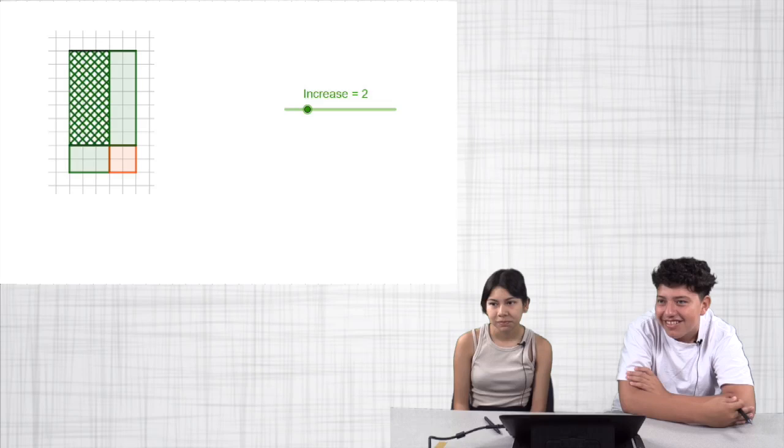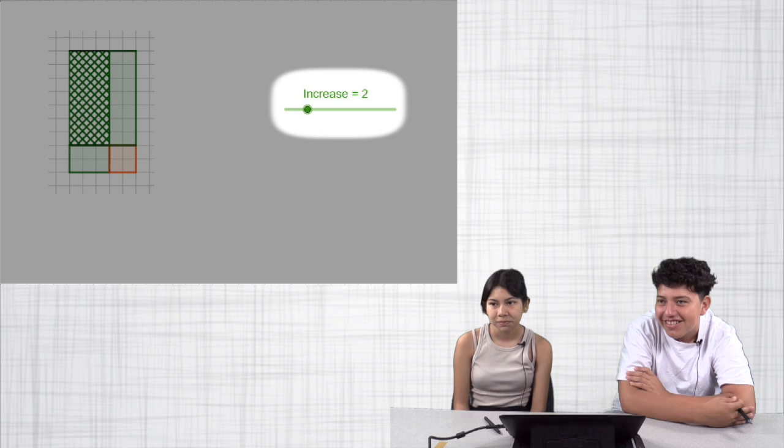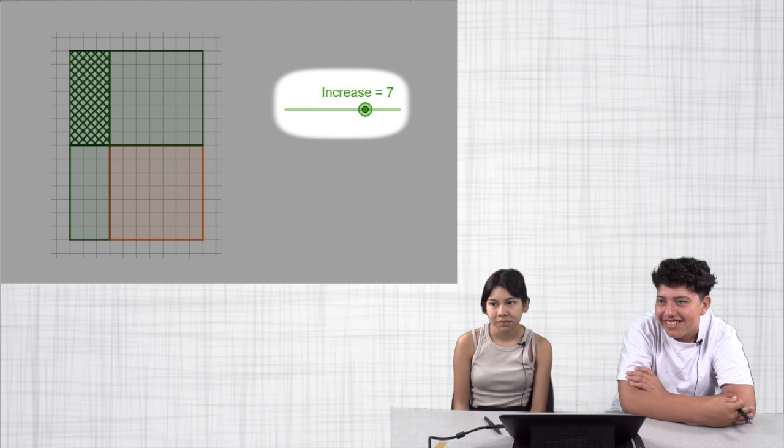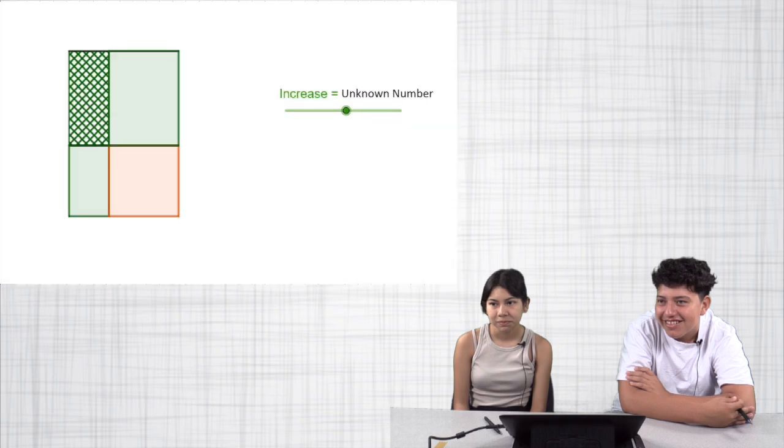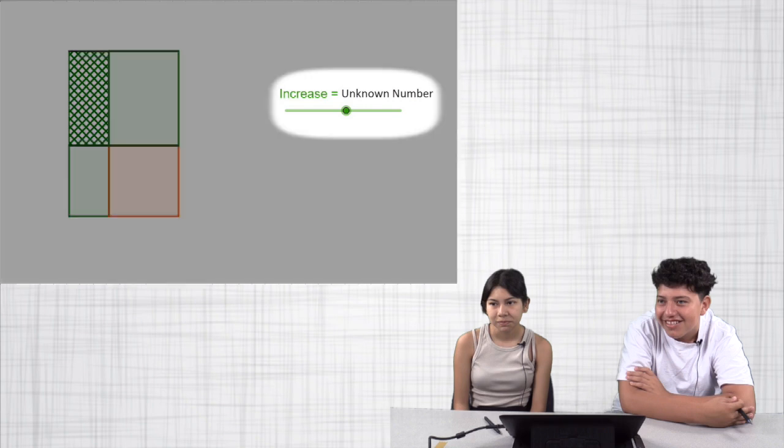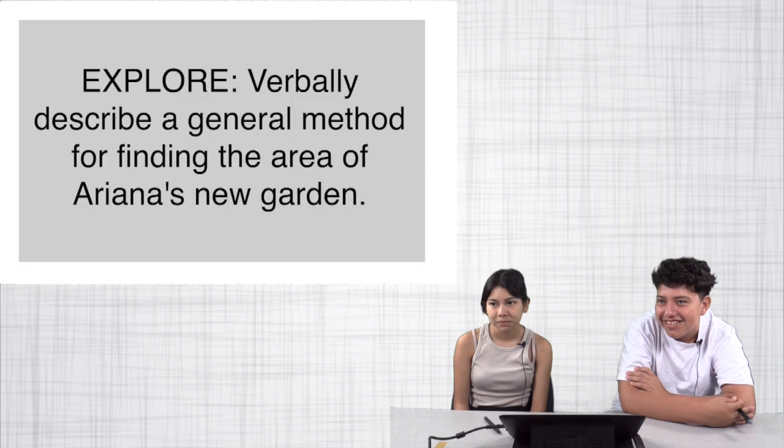In the previous episodes in this lesson, Mauricio and Emily found the area of Ariana's new garden when the length and width of her original garden were increased by 2 meters, 4 meters, and 7 meters. In this episode, Emily and Mauricio will find the area of Ariana's new garden when the length and width of Ariana's original garden are increased by an unknown amount. They will verbally describe a general method for finding the area of Ariana's new garden.